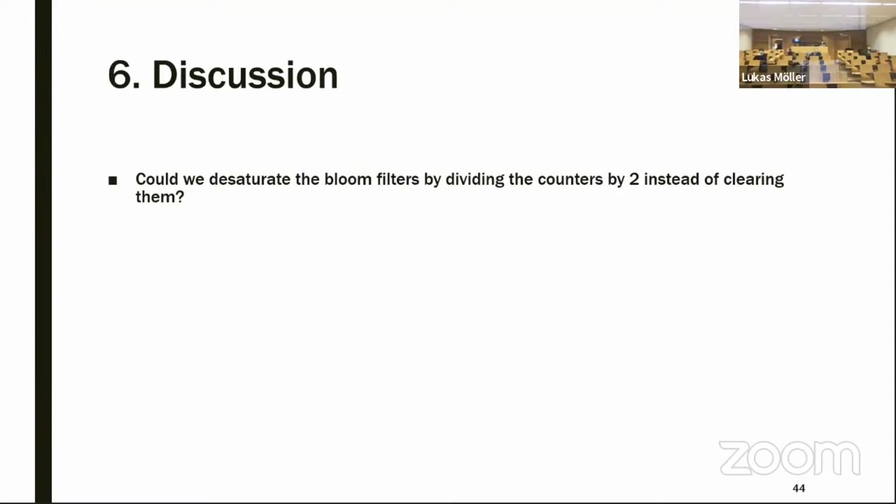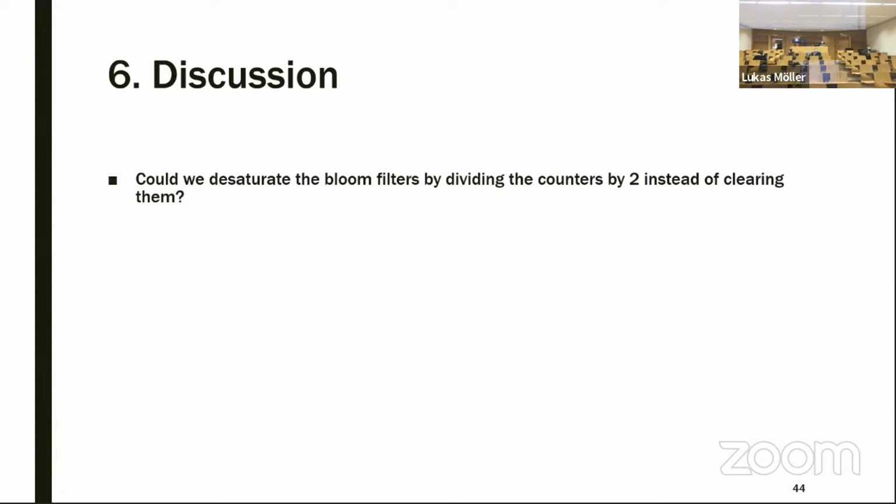With division, we lose information really quickly, like exponentially. Yeah, of course that's true as well. Yeah, I guess we would need some kind of experiment to figure out what's better.